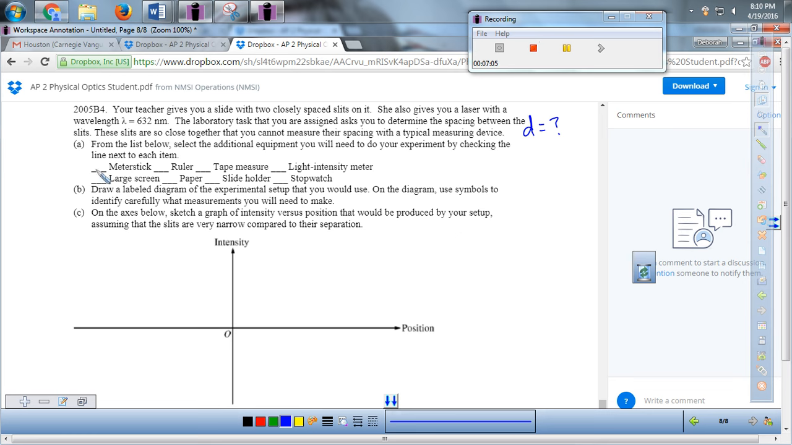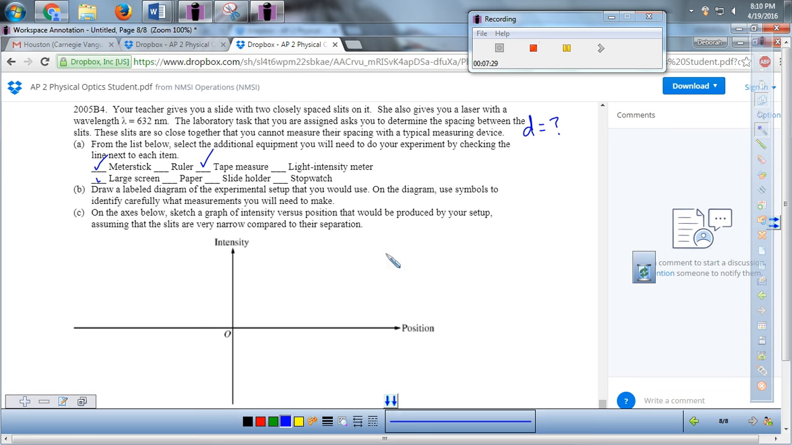Okay, so it says, from the list below, select the additional equipment you will need to do your experiment by checking the line next to them. So I would want a meter stick, so I can get the distance from the screen to this lovely little slide that I've been given. I would want a tape measure, I would think. I would want a screen to show my light on. And I think that's about it, okay?